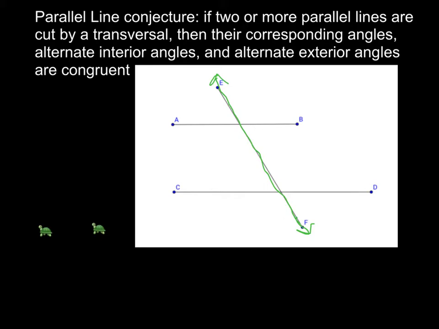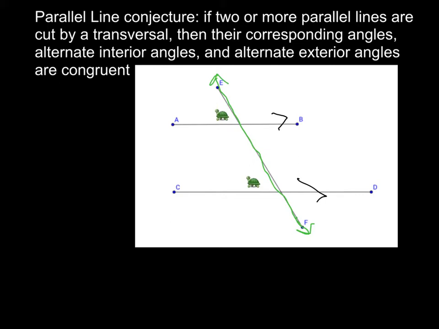Another thing that this conjecture mentions is corresponding angles. So here, looking at these two turtles that I've drawn, these two angles are corresponding angles. Notice they are on the same side of the transversal, above the two parallel lines. So here we have parallel lines AB and CD. Forgot to write that in earlier. And these two turtles represent corresponding angles.